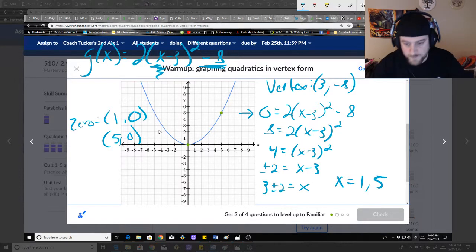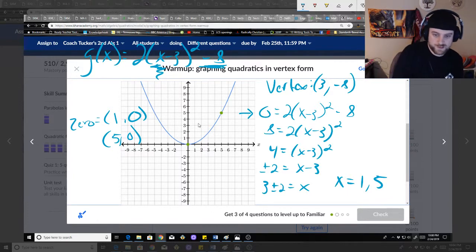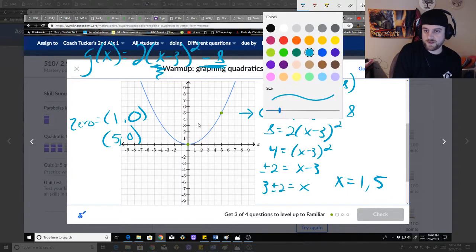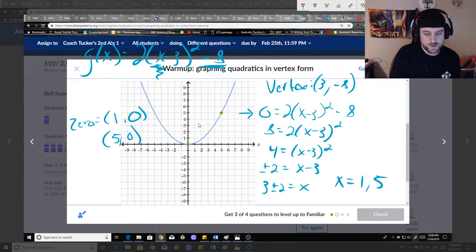Now, last thing, it asks us to graph. If we're going to graph this, let's do this in a different color, just so it stands out. The first thing we're going to graph is the vertex. So 3 comma negative 8, right there. We graph our two zeros at 1 and 5. And then here's our parabola.